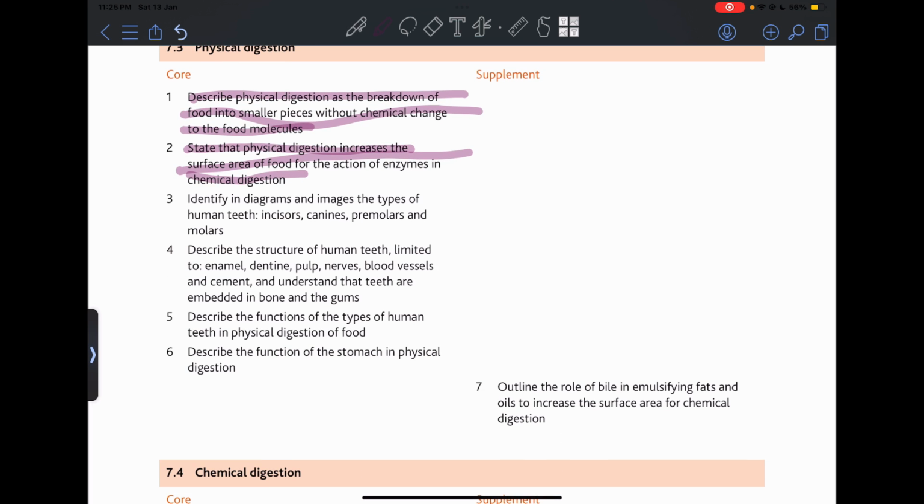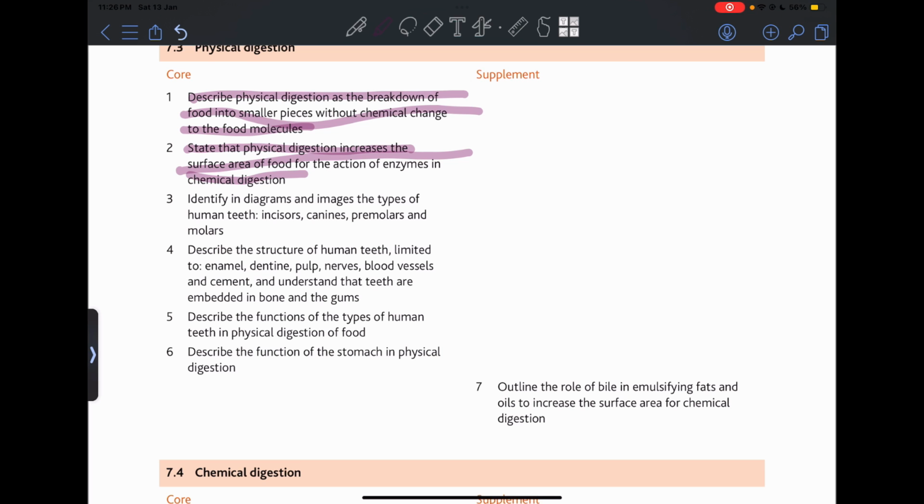Now, number 4 says describe the structure of human teeth limited to enamel, dentine, pulp, nerves, blood vessels, and cement, and understand that teeth are embedded in bone and gums. So you have to know that there are parts inside the teeth, like enamel. Enamel is the layer that is basically the white part of your teeth. There are nerves and there are blood vessels. So, for example, if you eat something that is cold, your teeth will sense that it's cold, and it will send signals through nerves to your brain.